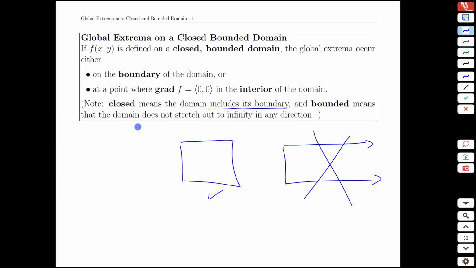One, on the boundary of the domain, so somewhere along the edge, or if it is in the middle, it's not going to be random places. We're going to be able to identify those locations by looking at the gradient of f, or specifically looking where the individual partial derivatives of x and y both equal 0. That's going to define interesting points in the interior of the domain.